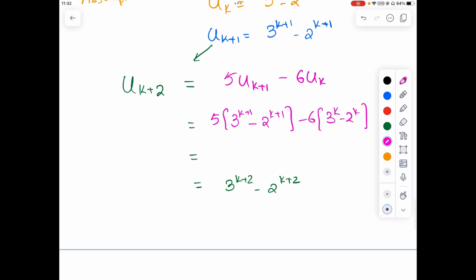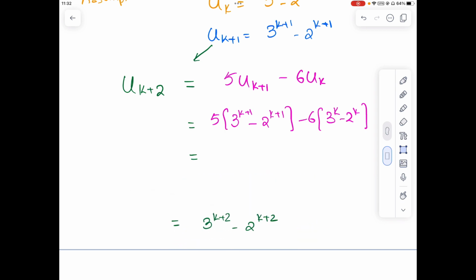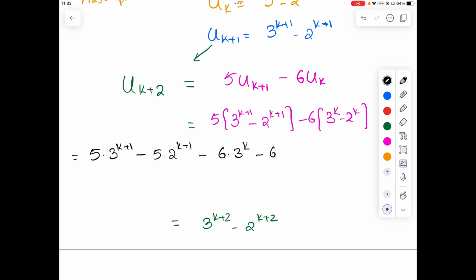So now I have to simplify this one further. So let me move this one down over here. So what does that become now? 5 times 3^(k+1) minus 5 times 2^(k+1) minus 6 times 3^k, minus 6, then minus times minus is plus 6 times 2^k.